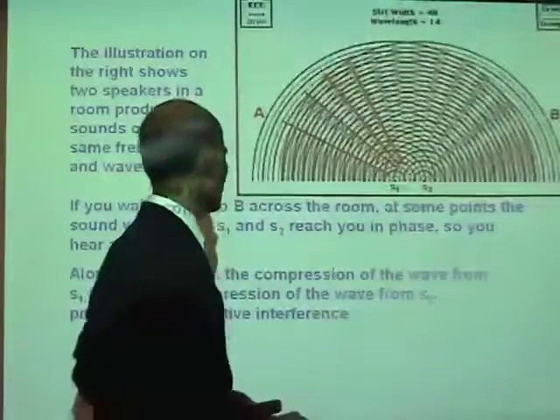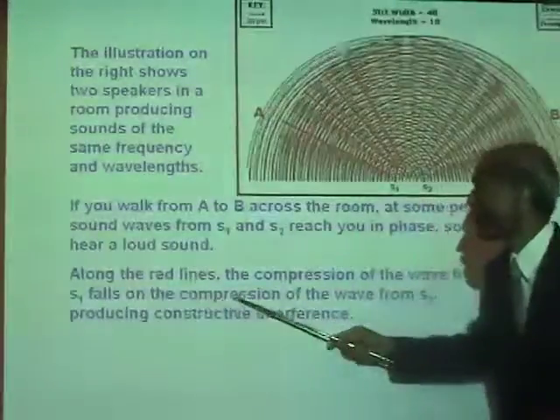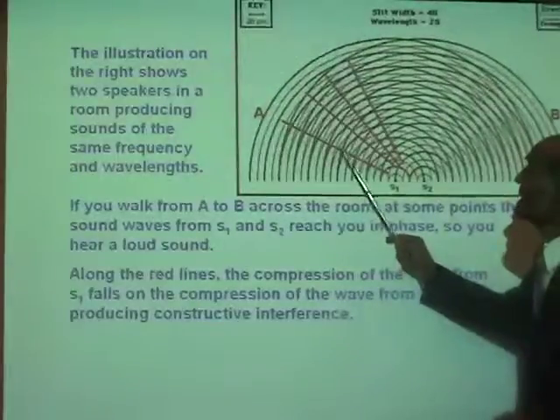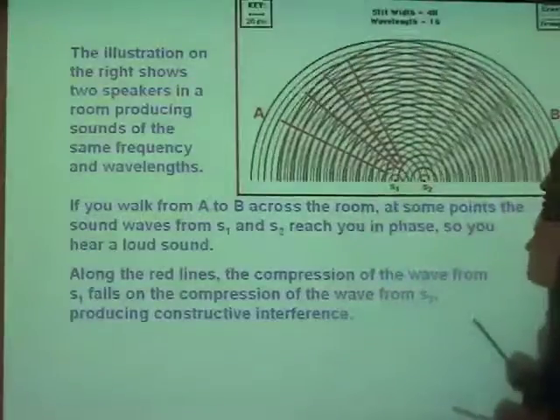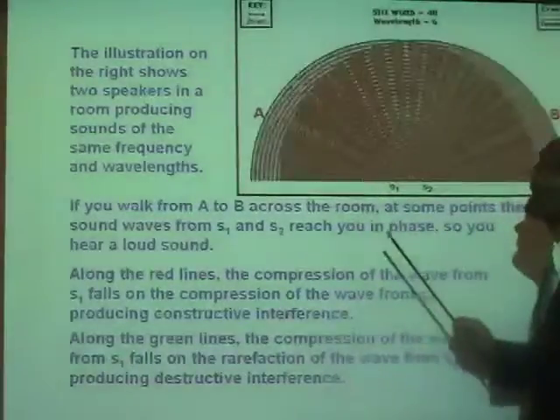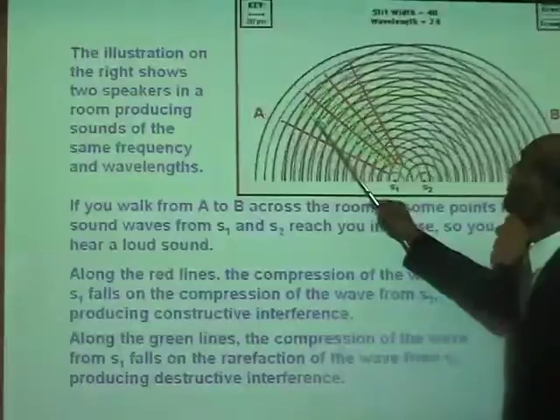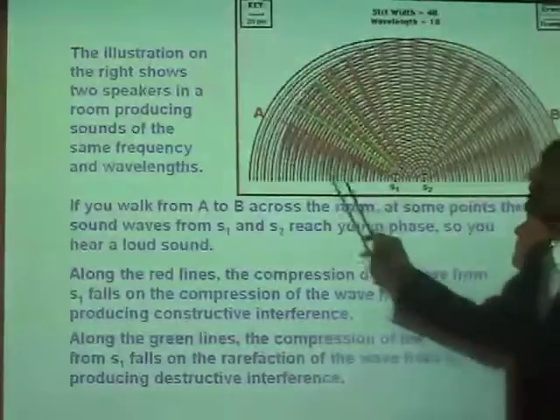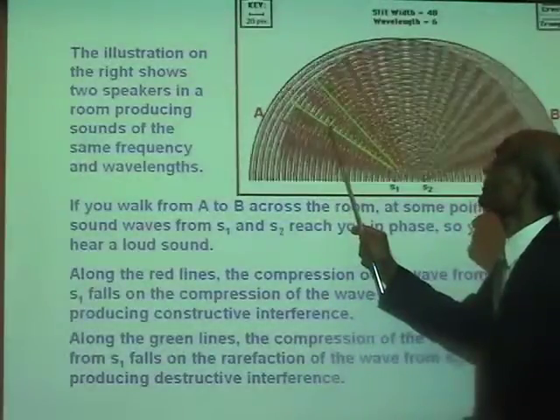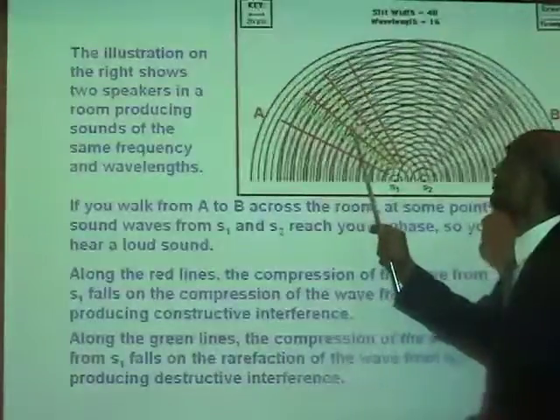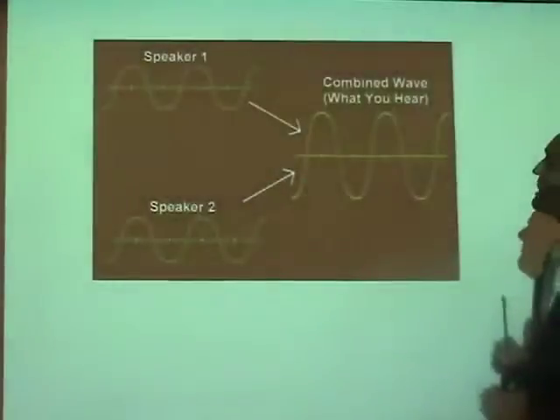Sometimes you might succeed. Alright, so along the red lines, the compression of the wave from S1 falls on the compression of the wave, see that? Over here. There you are. There you get constructive interference. And along the green lines, they meet completely out of phase, producing no sound. So when you walk from left to right, if you come to the red line, you hear loud sound. Come to the green line, you get no sound, loud sound, no sound, and so on. Alright, let's leave this and move on.